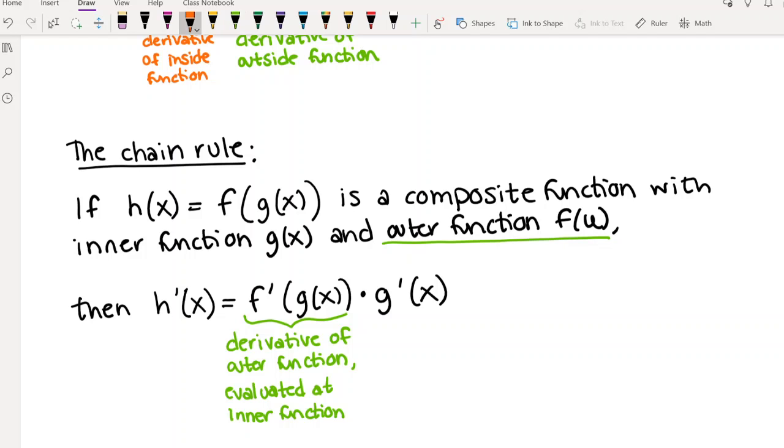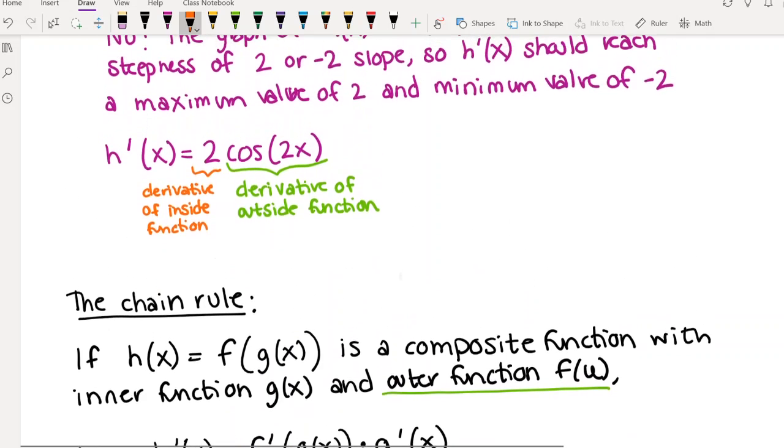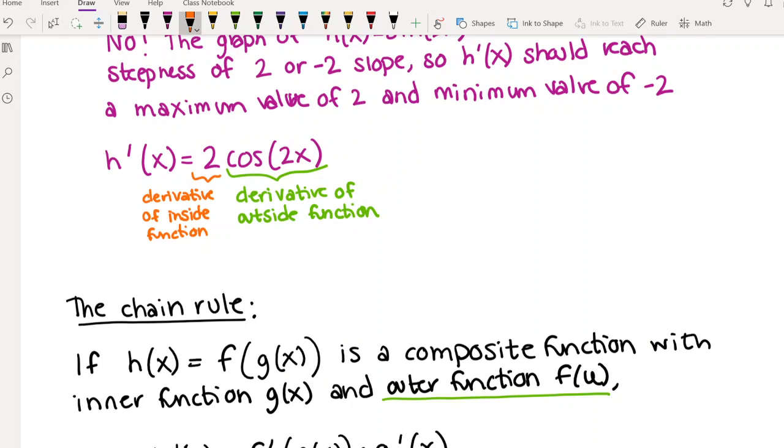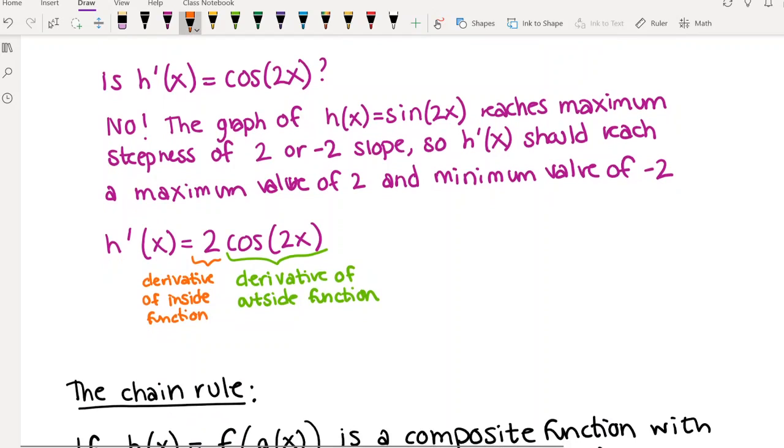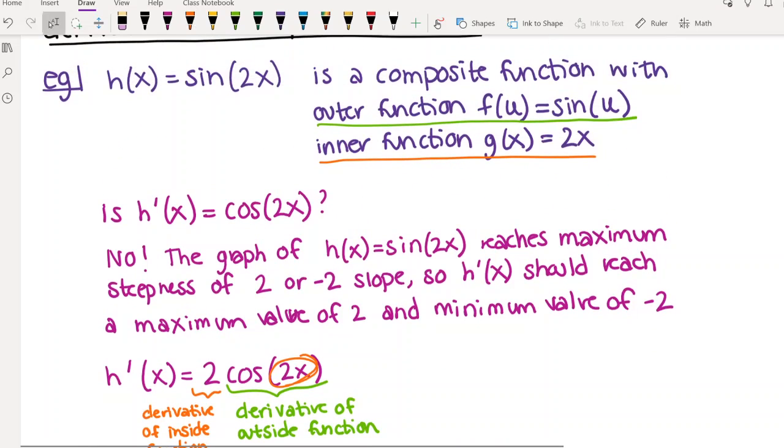And then what is g prime of x? That is just the derivative of the inner function. So going up here, let's look at how this fits. The outside function was f of u is equal to sine of u, right? So the derivative of that would be f prime of u is equal to cosine of u. But there's no u here, right? Instead, we see this 2x being put there. And the reason that 2x is there is because that was our original inner function.